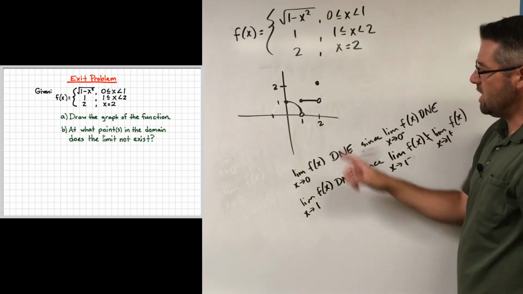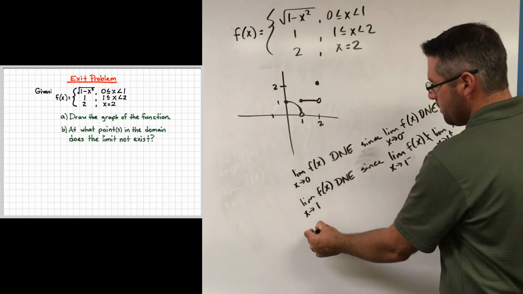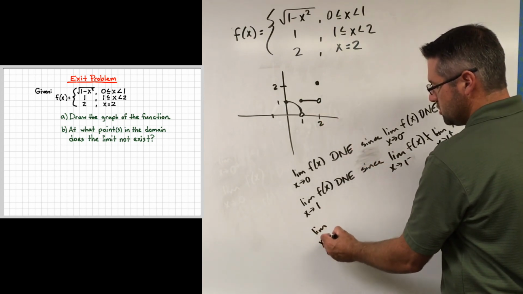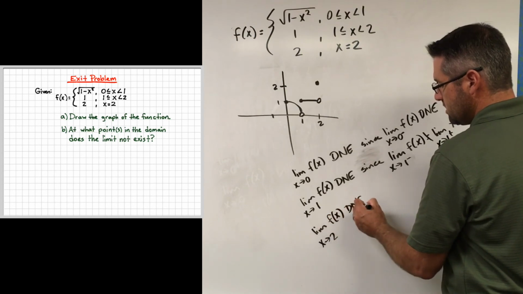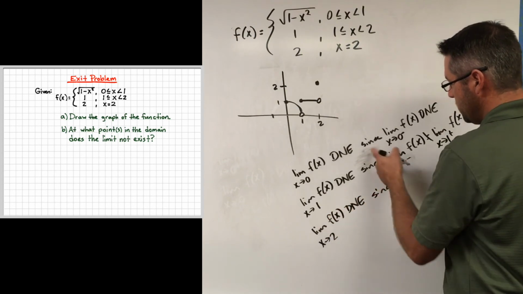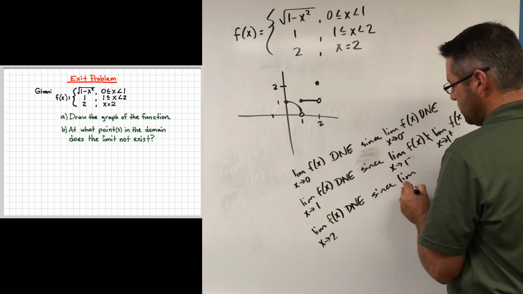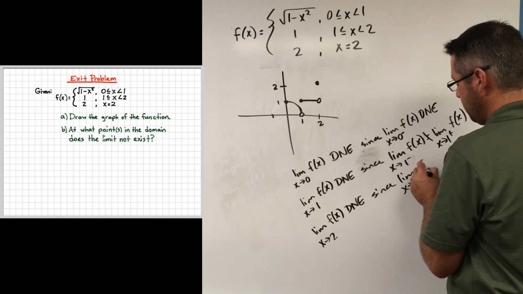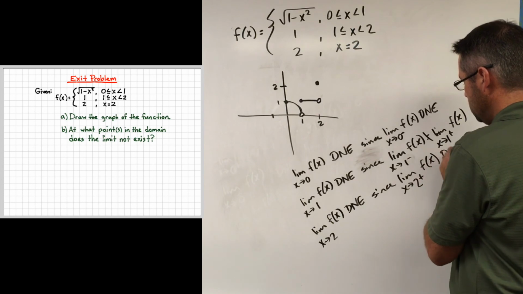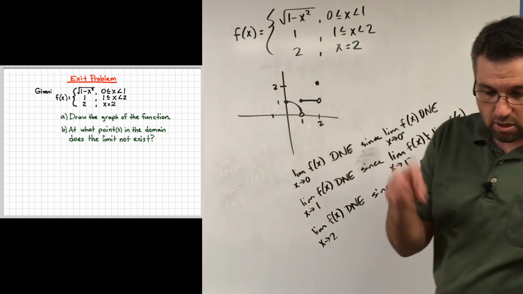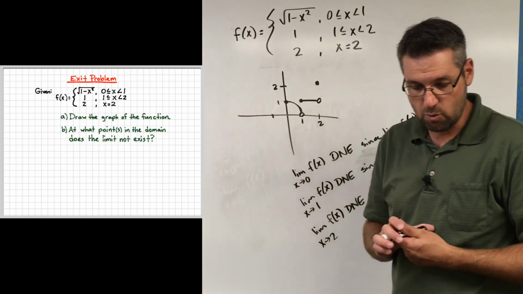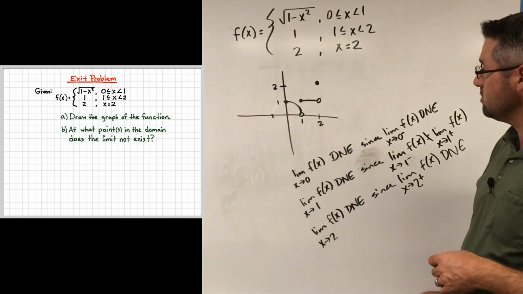Okay? And then over here, we would say the limit as x approaches 2 of f of x does not exist, for basically the same reason as up here. The limit as x approaches 2 from the right of f of x does not exist. Okay? So those are all our points of discontinuity. In other words, that is a place where the limits do not exist.